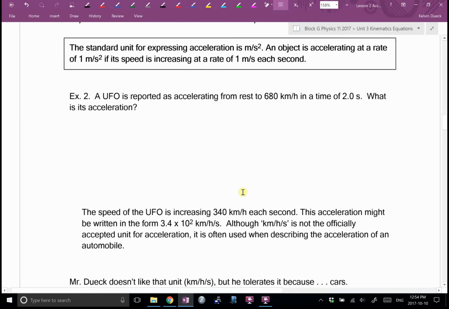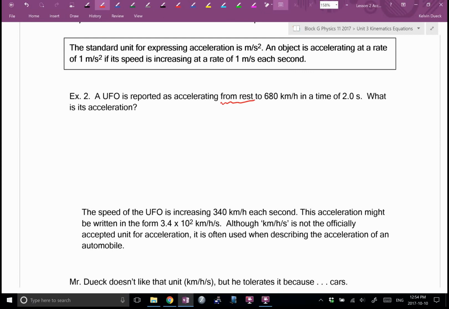A UFO is reported as accelerating from rest. Everybody right now, let's underline the phrase "from rest." That's a physics term. What does that tell me? VI is 0. Okay. To 680 kilometers per hour in a time of 2.0 seconds. What's its acceleration? Why is this question yuckier than the one we just did? Can you spot it? Units don't match.